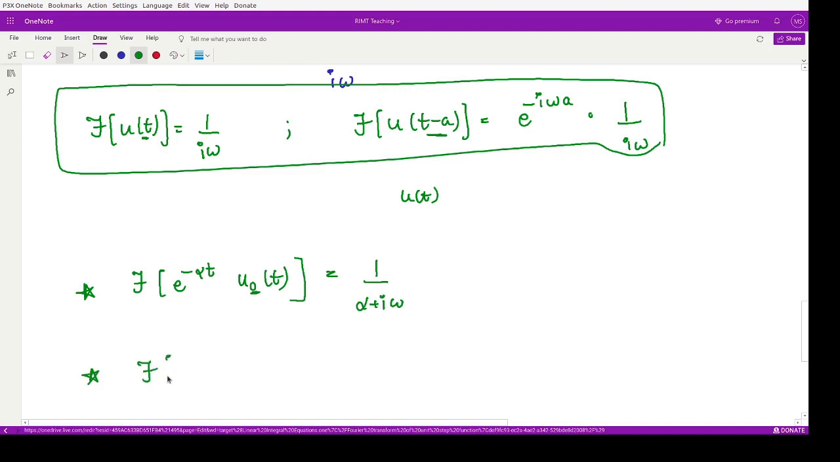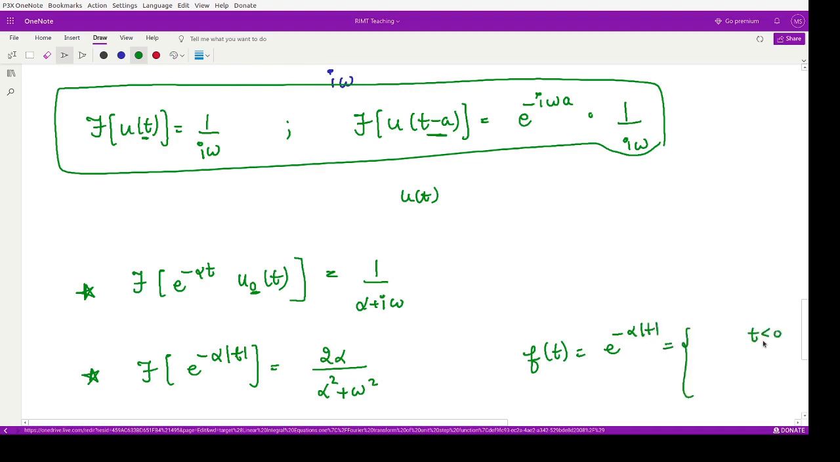Another formula is that the Fourier transform of e to the power minus alpha modulus of t is equivalent to 2 alpha divided by alpha square plus omega square. What this function is, if your function is defined like this, you could break this: whenever t is less than 0, the value of mod t is negative, so we would have e to the power alpha t, and whenever t is greater than 0, this modulus is positive, so you have e to the power minus alpha t. So this function is defined like this. For this function, you have the Fourier transform as 2 alpha divided by alpha square plus omega square.